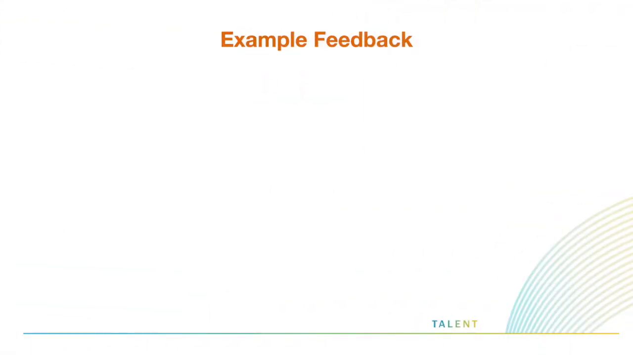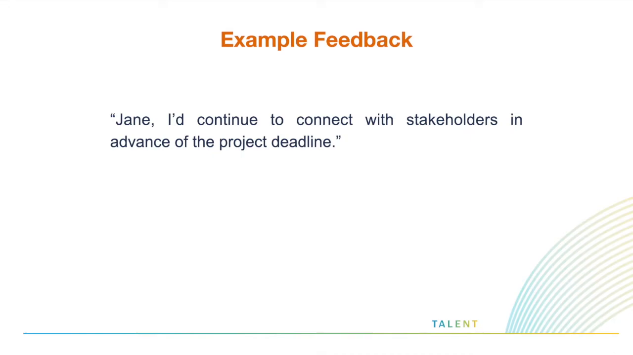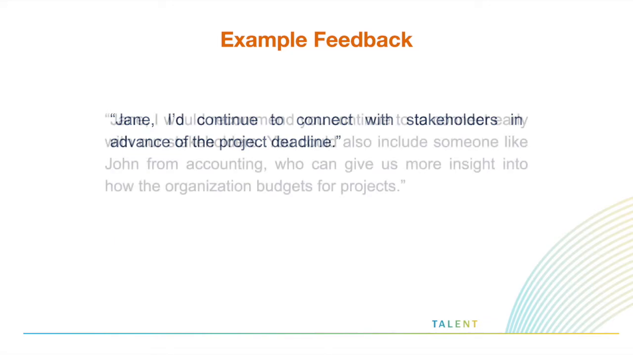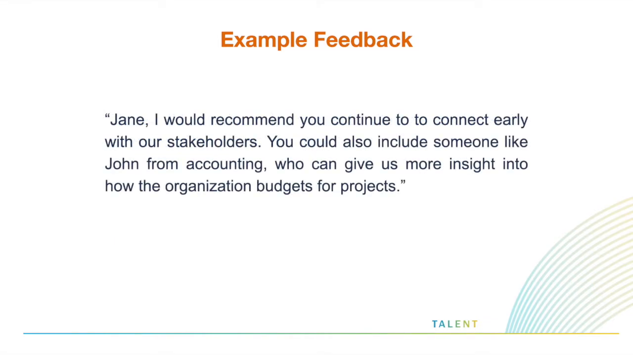Remember, vague equals judgmental, so we want to be specific, and it helps coach the person to do better. If you're giving positive feedback, the recommendation may be as simple as, I'd continue to connect with stakeholders in advance of the project deadline. Or it could coach them to go above and beyond, such as, I would continue to connect early with our stakeholders, and you could also include someone like John from accounting to give us more insight into how the organization budgets for projects. Again, your recommendations should provide clear guidance and coach the person to develop.